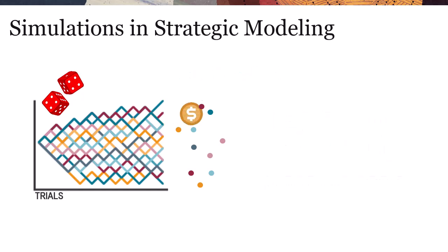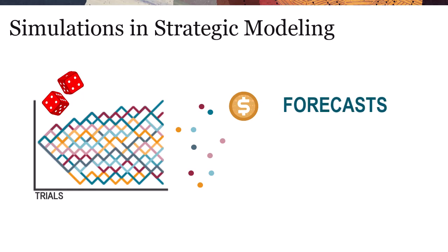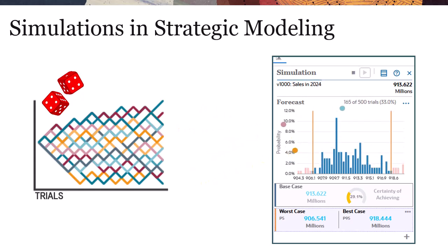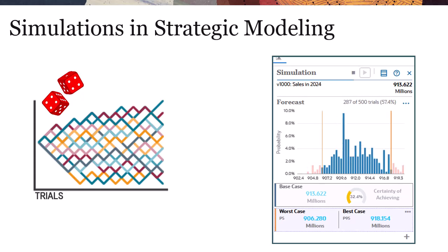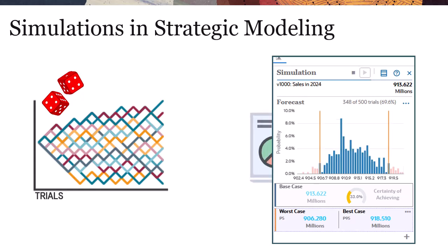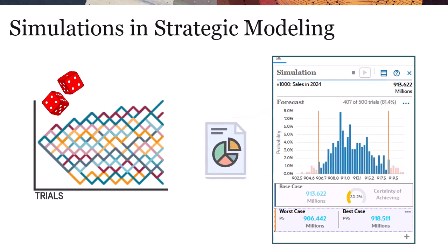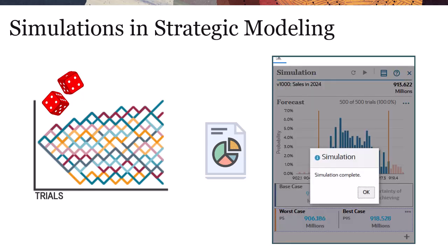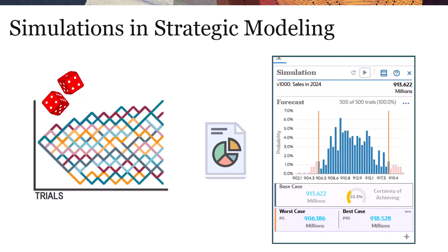You then identify the key outputs of interest in your model. These are called forecasts. During each trial of the simulation, random numbers are generated for each of the assumptions according to the range you defined. The model is recalculated, and the output values are retrieved and added to the forecast charts. This process repeats until either the maximum number of trials is reached or until you stop the simulation.